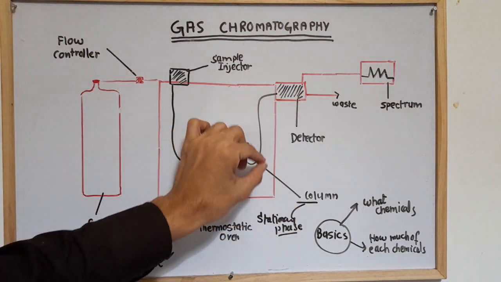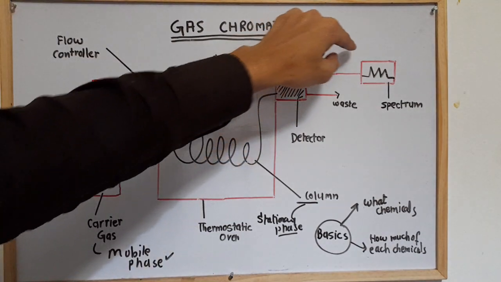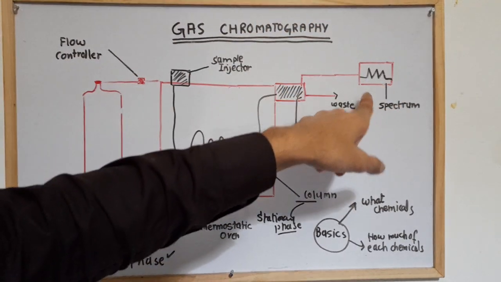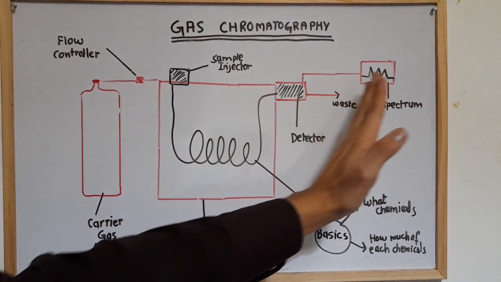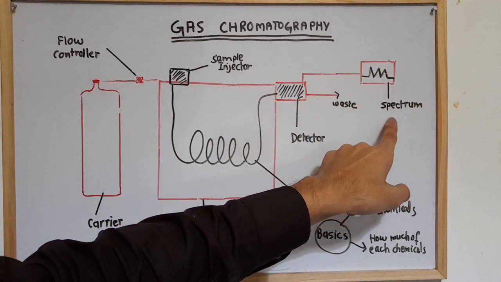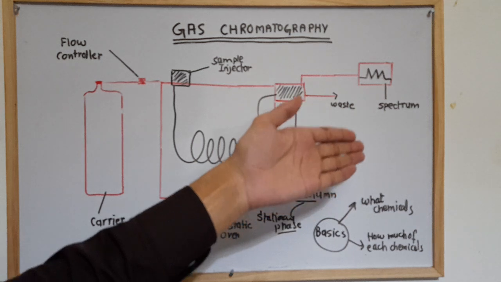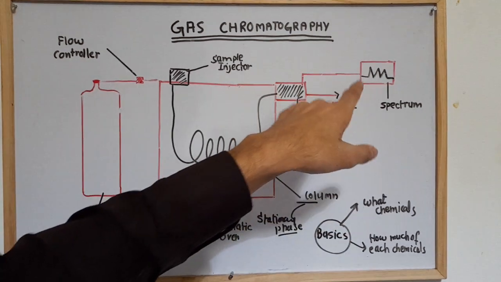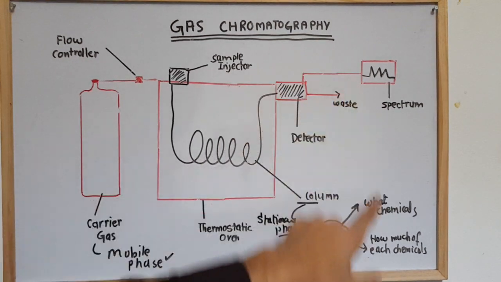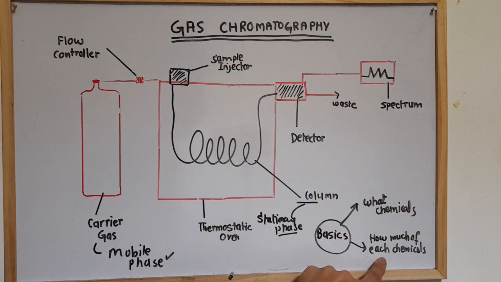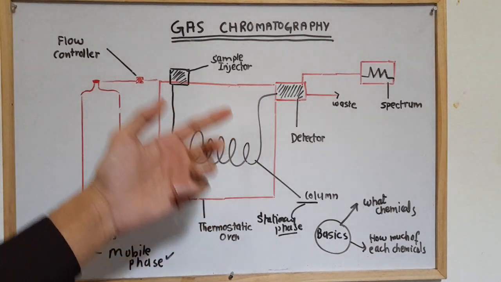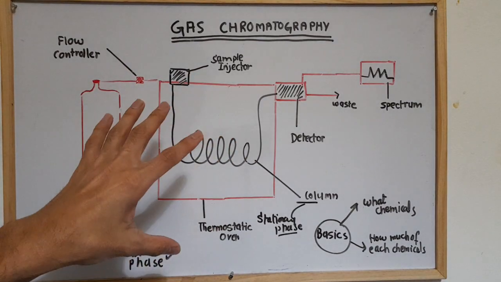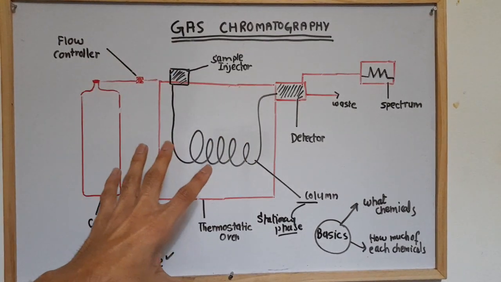As the different components reach the detector, it gives the result in the form of a spectrum. From the number of peaks in the spectrum, we can see how many types of chemicals are present. Then from the area of each peak, we are able to understand how much of each chemical is present in that mixture. So in this way, the whole gas chromatography works.